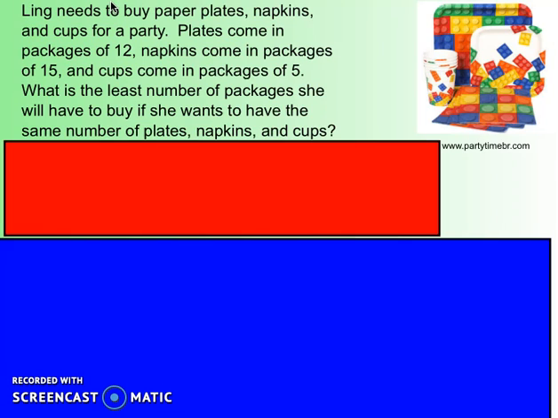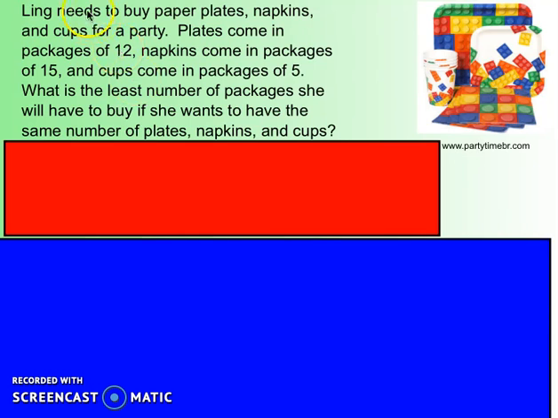Well, when I read a word problem, I read through it first, and then I reread it because I'm trying to find important information and figure out what concept I am trying to use in mathematics in order to solve it. And so in this case, as I'm rereading, it says plates come in packages of 12. Well, they come in packages of 12, but do we know how many packages Ling bought? No, it was never given to us.